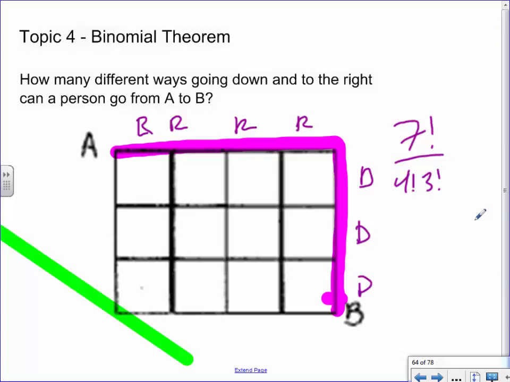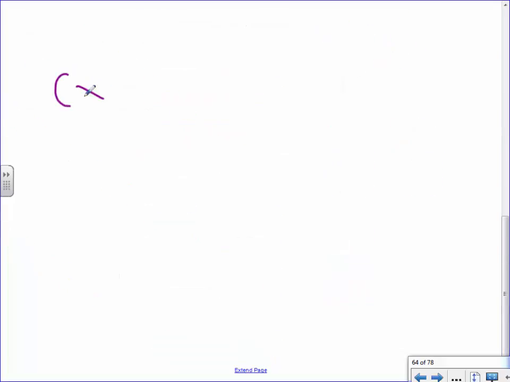What I want to do is take the principles that someone managed to learn from solving a question like this and apply it to something very different. What we're going to do eventually is show you how to expand (x + y) to the power of 7. And I'll show you how to do that really fast.